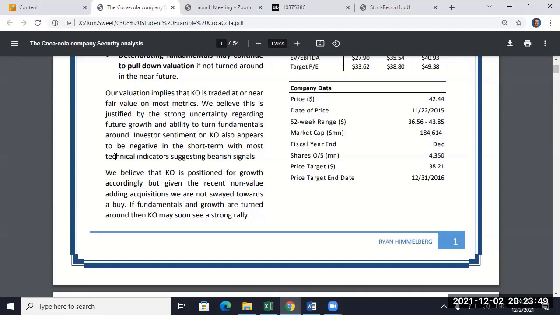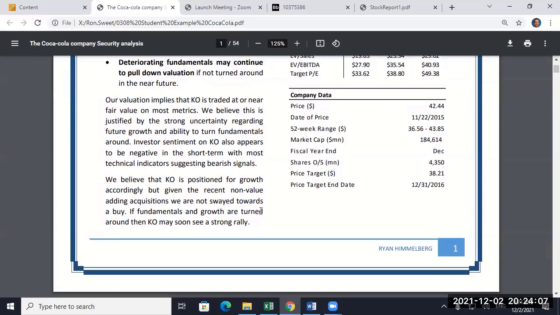If technicals back up what you're saying, hey, not only am I negative on this stock, but looks like the market's negative on them right now as well. So this is not a good time to get into the stock. We believe they're positioned for growth accordingly, but given the recent non-value adding acquisitions, we are not swayed towards a buy. In fundamentals growth or turnaround, then KO may soon see a strong rally.